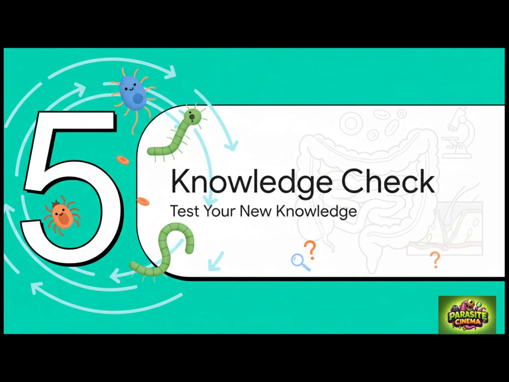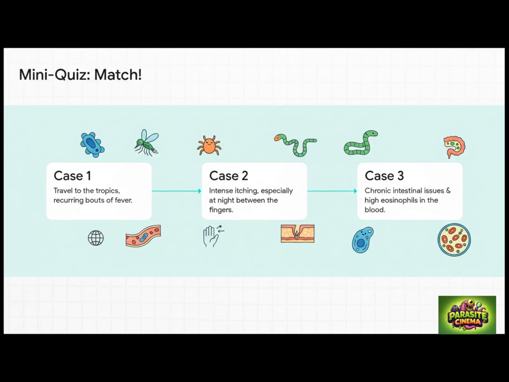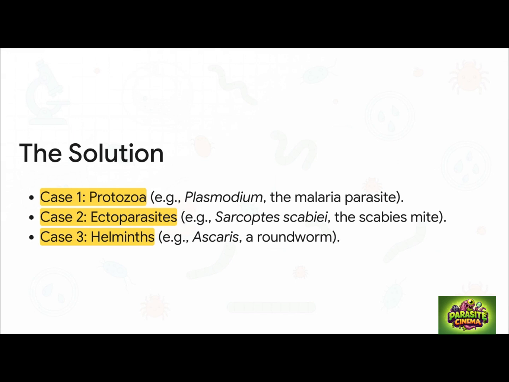All right, time to put your new knowledge to the test. Let's see if you can solve a few mini cases. Here are 3 scenarios. For each one, think about which parasite group is the most likely culprit. First, a traveler with recurring bouts of fever. Second, someone with intense itching between their fingers. And third, a patient with long-term gut problems and that specific finding in their blood work. Which group is which? So, how did you do?